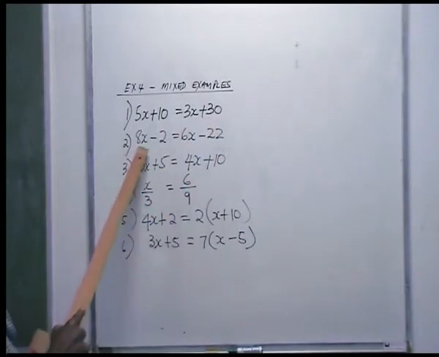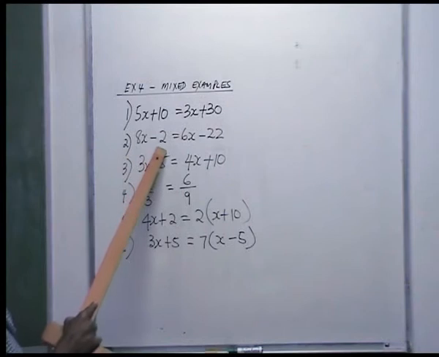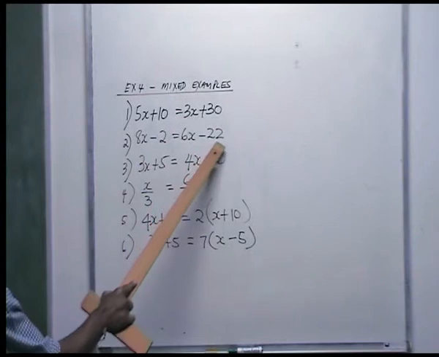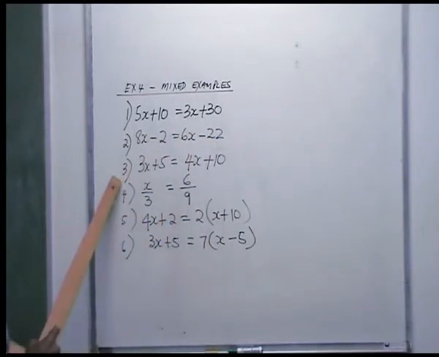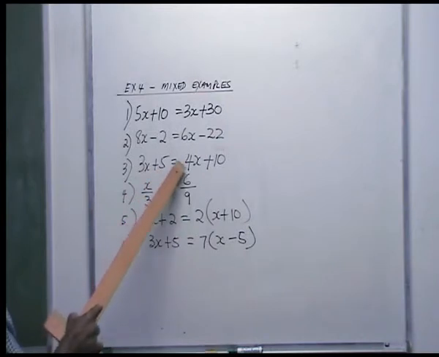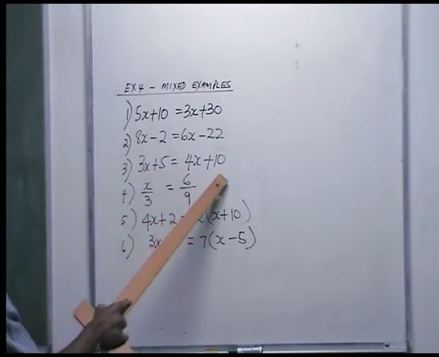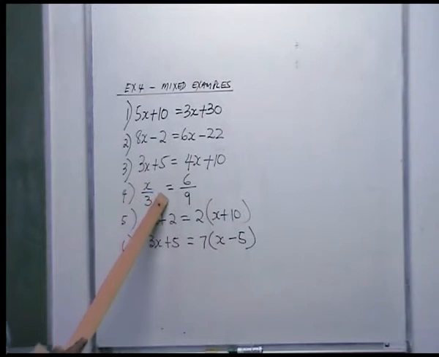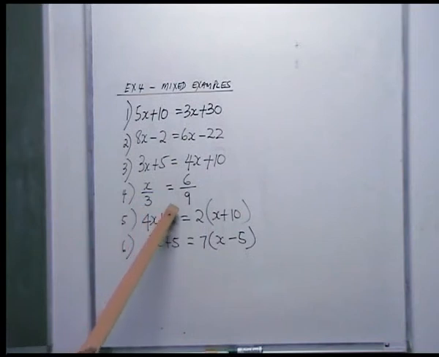Number 2, 8x minus 12 is equal to 6x minus 22. Number 3, 3x plus 5 is equal to 4x plus 10. Number 4, x over 3 is equal to 6 over 9. I'll repeat that, x over 3 is equal to 6 over 9.